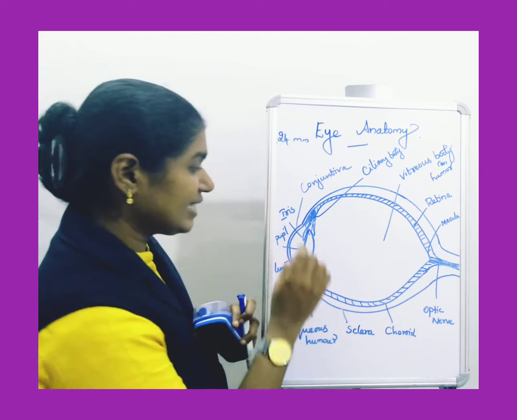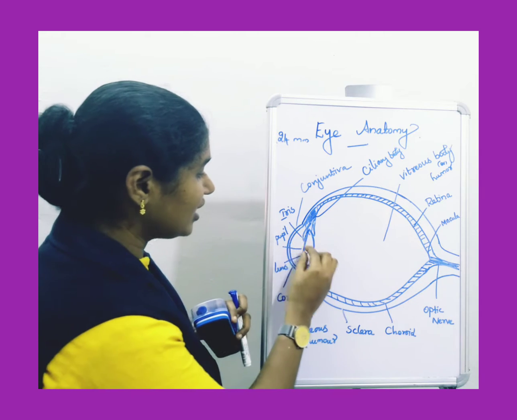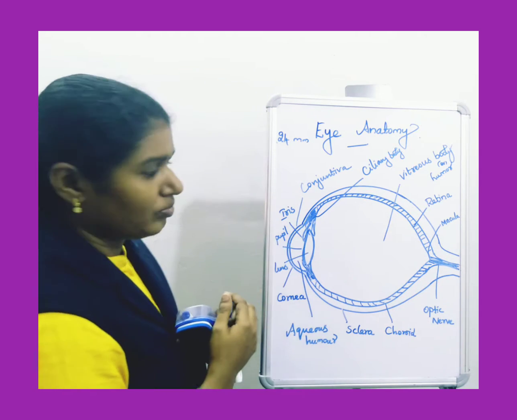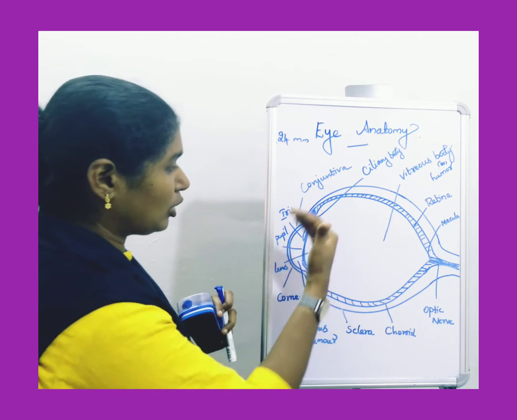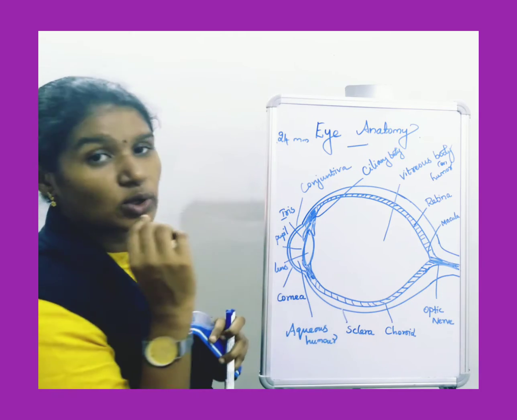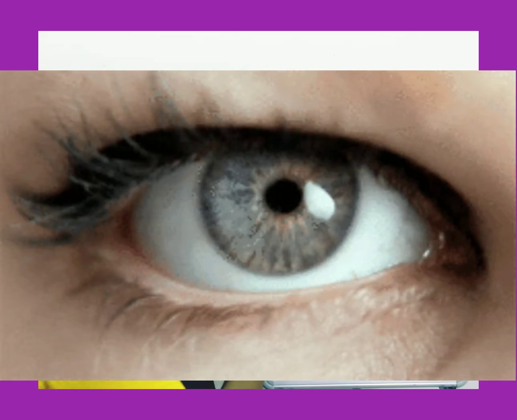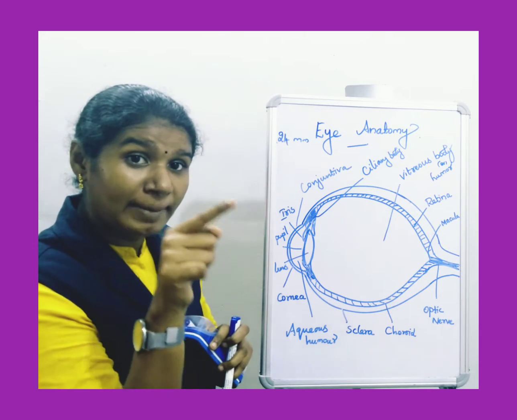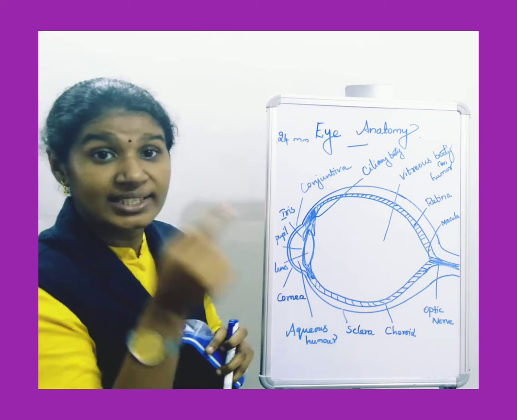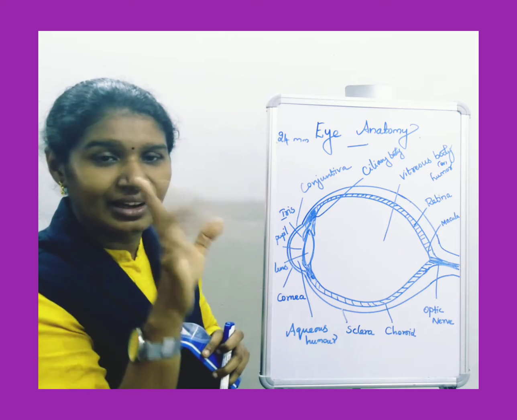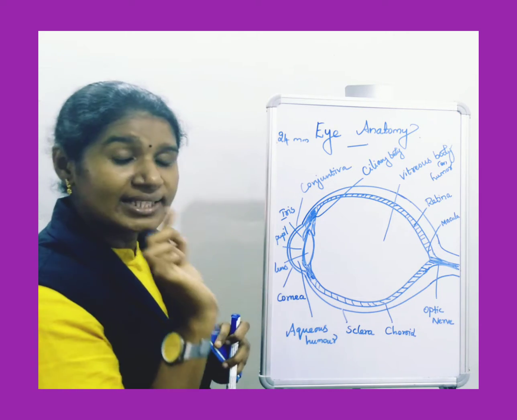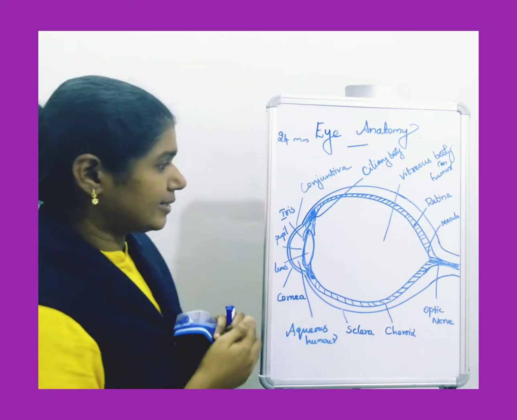The iris is the colored part of the center of the eye. Above the lens, it is protected by the layer called the iris. It is the colored part of the eye. And the pupil is the center part of the lens.